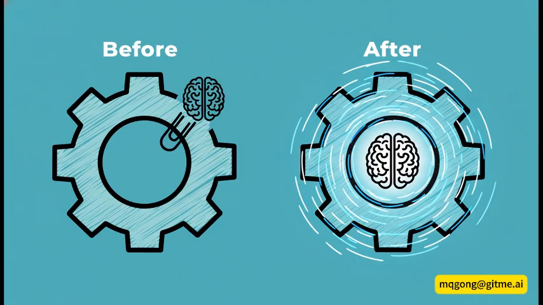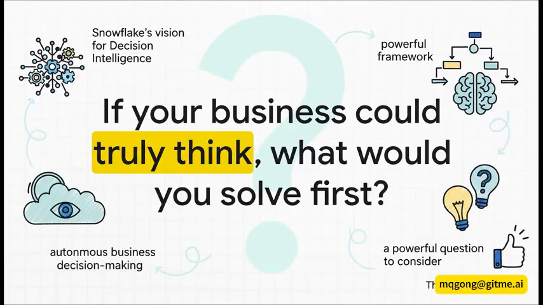So the big takeaway here is this. With an architecture like the one Snowflake is proposing, AI stops being just an attachment, a tool you use to analyze data. Instead, it becomes the very carrier of your business logic, deeply woven into your core operations. And that really is Snowflake's vision for the future of decision intelligence. It's an incredibly powerful framework that leaves us with an even more powerful question to think about for our own organizations. What would you solve first? Something to think about.